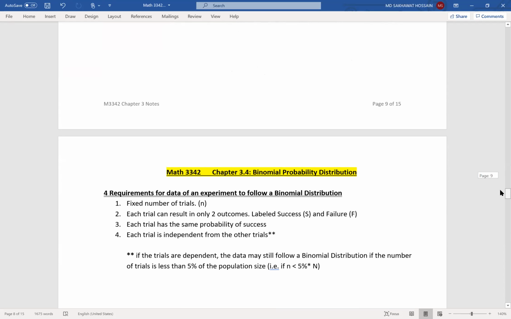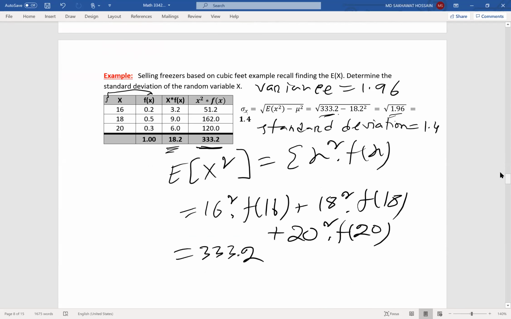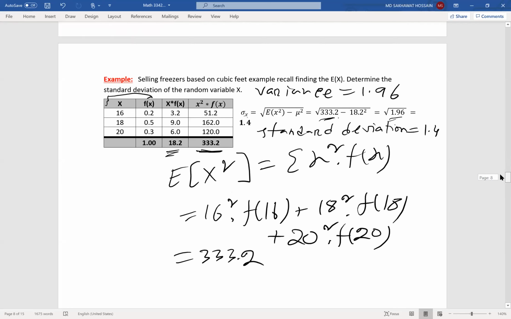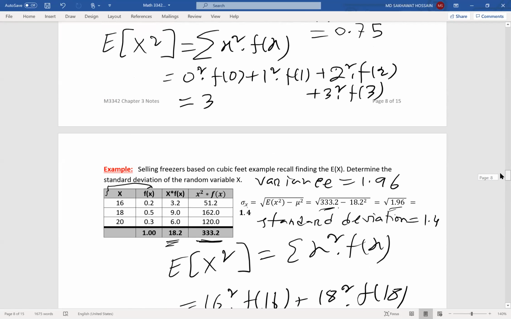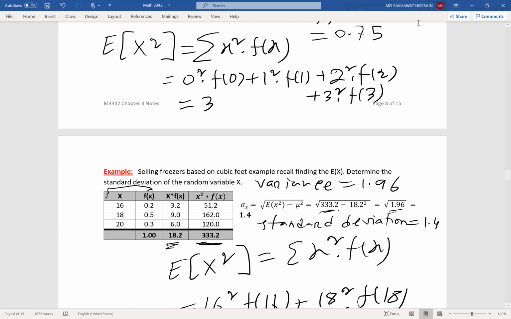So the next section is about binomial distribution, and the last section about the Poisson distribution. I think we do not have enough time to discuss that, so we're not going to start a new section right now. So I will stop here.